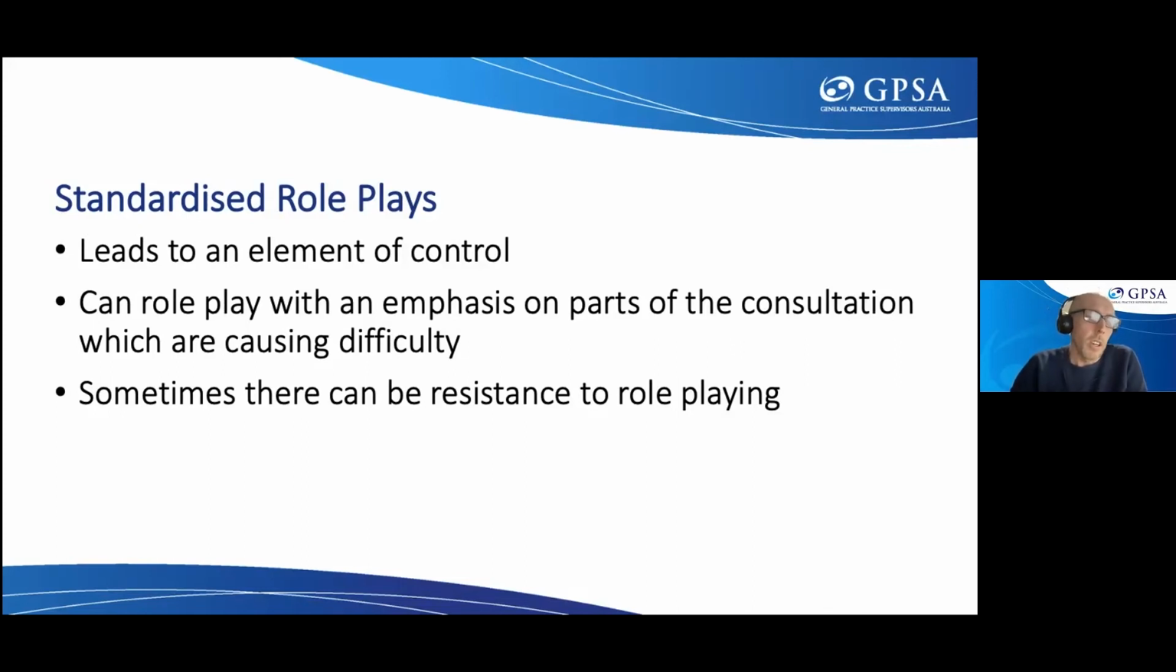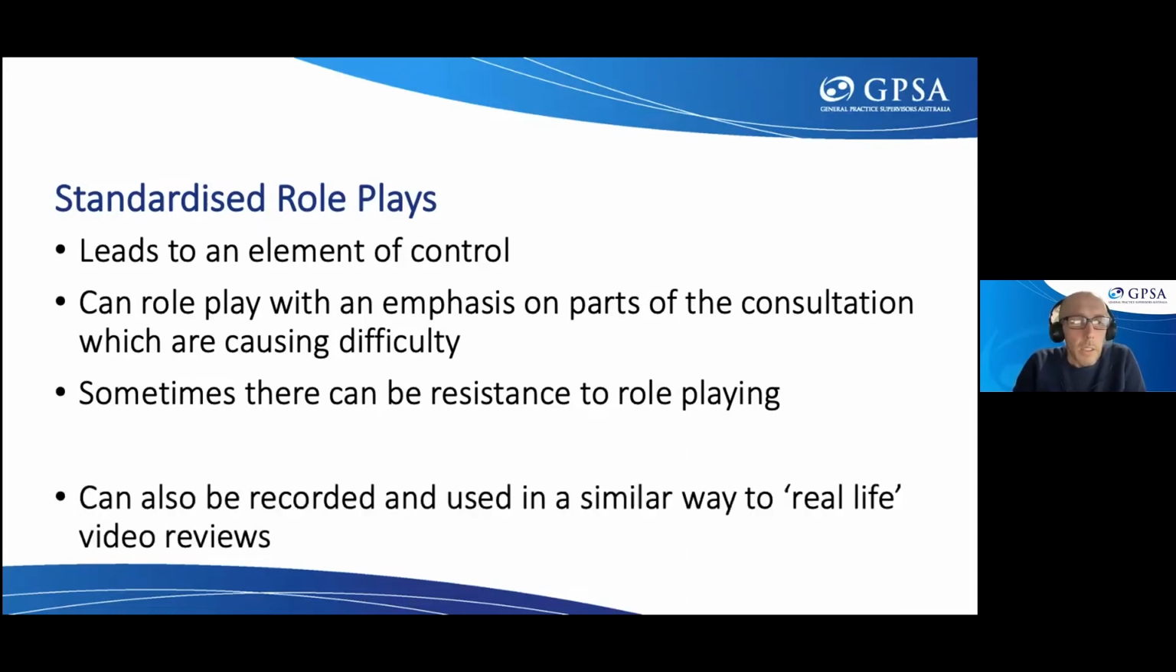As we mentioned earlier, sometimes there's great resistance to role playing, both amongst registrars and supervisors. But as Simon said, short role plays are really useful, whether it be 15 seconds or half a minute, just to focus in and really practice parts of the consultation. And almost like Groundhog Day, you can retry that part of the consultation in different ways and go down different paths and see which one fits the registrar's skills and personality.